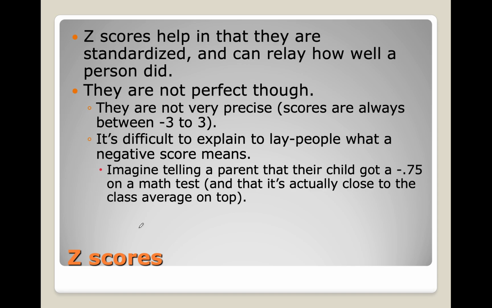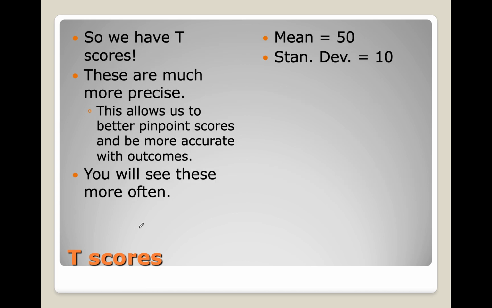So z-scores help because they standardize, but they're not perfect, and it can be difficult. Imagine telling a parent that your kid got a -2 on something, or a negative 1 3/4. It's awkward. So we have t-scores. This is what you're memorizing. T-scores are much more precise, and it gets us out of the business of doing negative scores. A t-score has a mean of 50 and a standard deviation of 10.